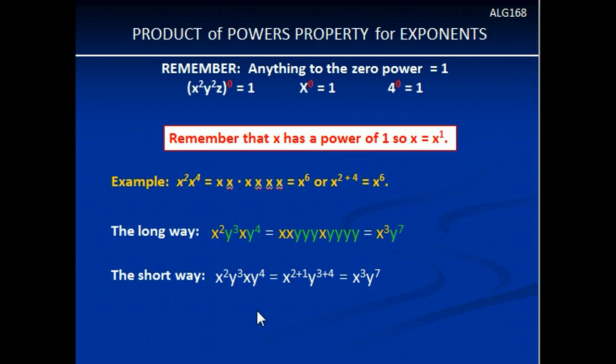If we use our property, we do the same thing, but we say, all right, we have x squared and an x. 2 plus 1, so we have x to the third. Now look at our y's. Y to the third, y to the fourth. That means we have y to the 3 plus 4, which is y to the 7th.